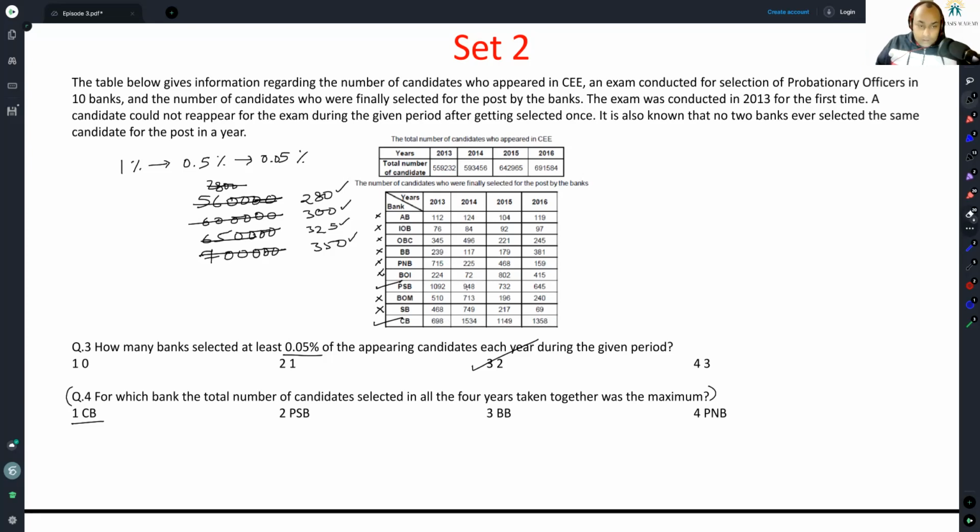Let us go ahead. CB and PSB: loses by 400, 600 victory, 400 victory, 700 victory. So PSB loses. Against BB, wins, wins, wins, wins. So BB loses. Against PNB, loses by 17, wins by a huge margin, wins by 700, wins by this. Okay, I was right. CB is the bank that has selected the maximum number of candidates. How many candidates have they selected? I neither know nor do I care. I only know that it is the maximum and the purpose of the question is solved.